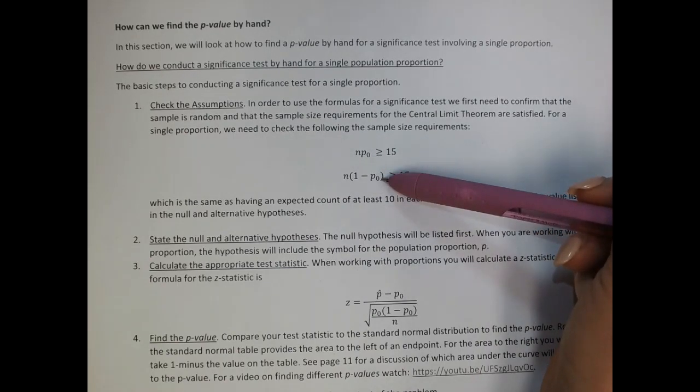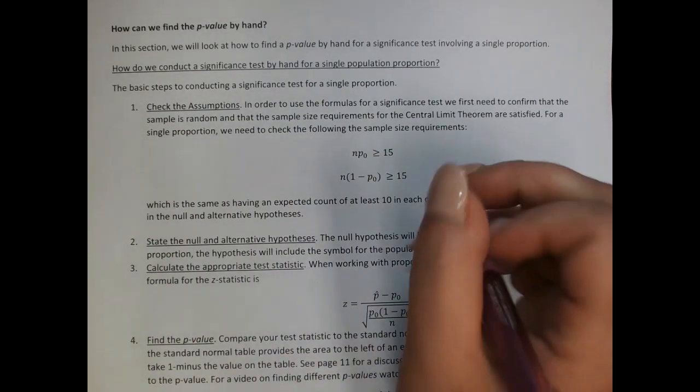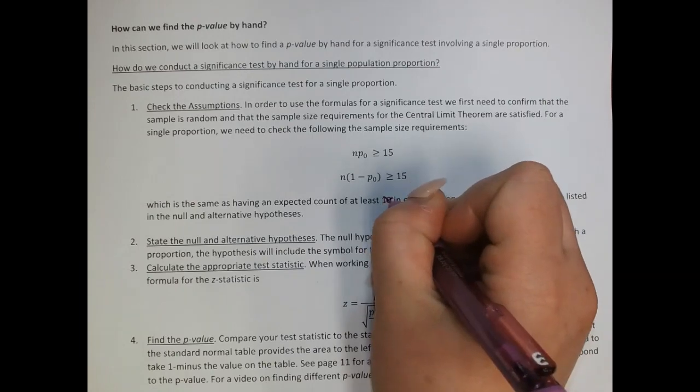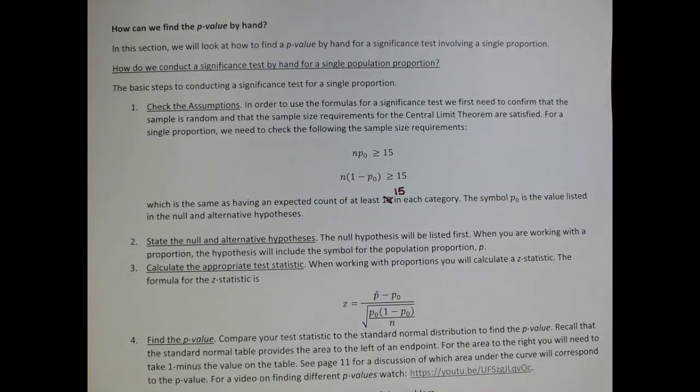P naught is the value of the population proportion under the null hypothesis. And there's an error here. This 10 should be a 15, but this will be corrected in the notes that are on Blackboard. We're going to state the null and alternative hypothesis. We saw this earlier in section 9.1.